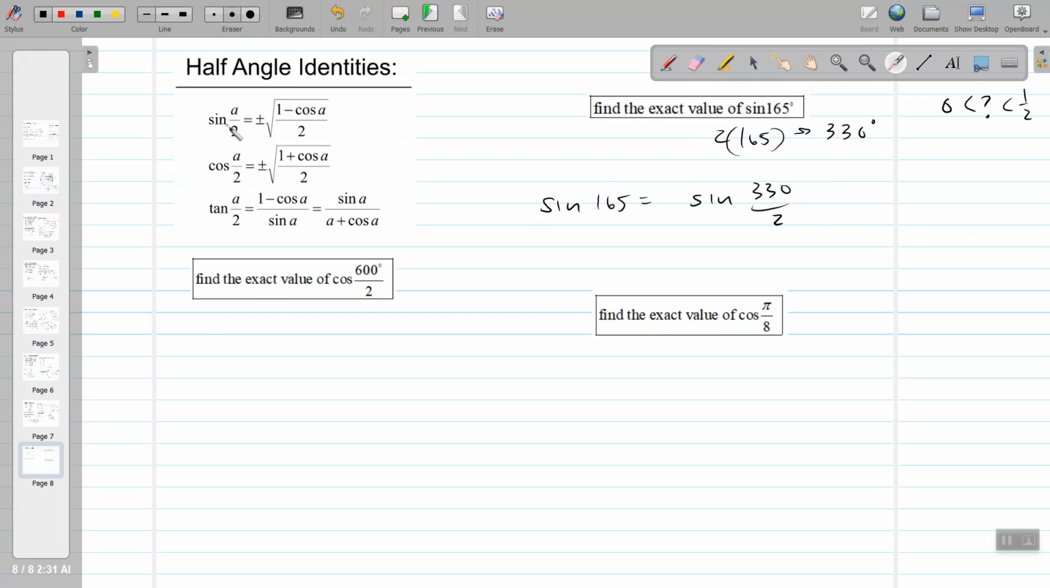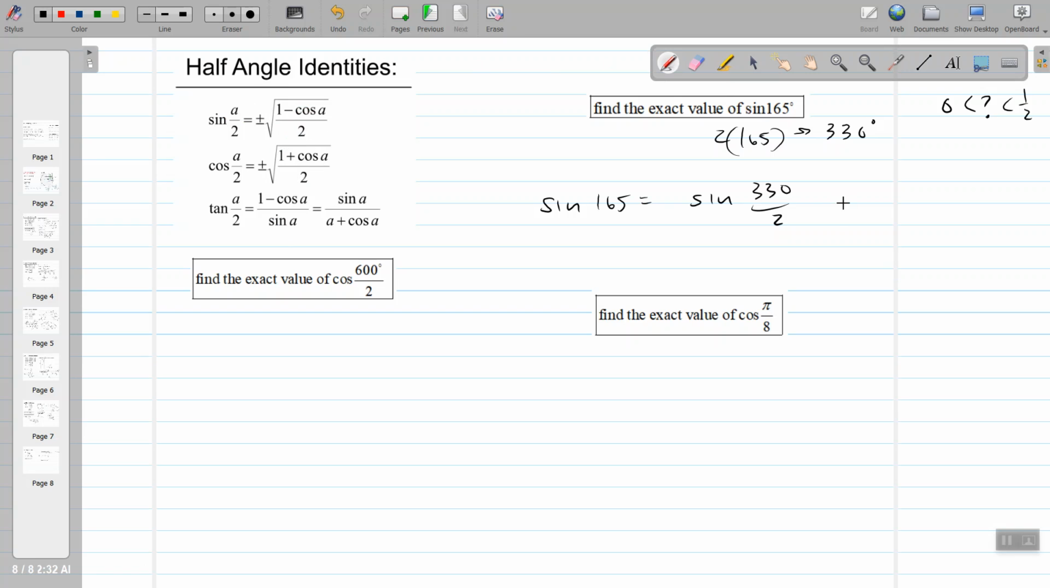If you look at our formula for the sine half angle, that's going to equal plus or minus the square root of (1 minus cosine of A) over 2. Don't worry about the plus or minus yet. I don't want you to think that there's 2 answers here. That's not what the plus or minus is for. We'll talk about that later. For now, let's just fill in the radical part.